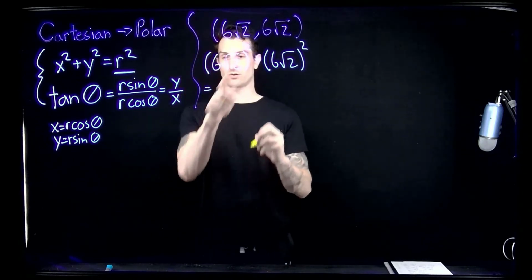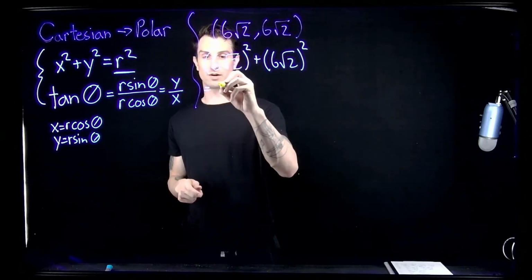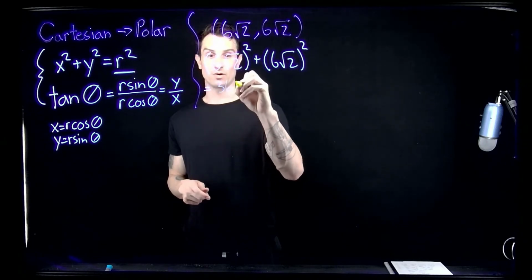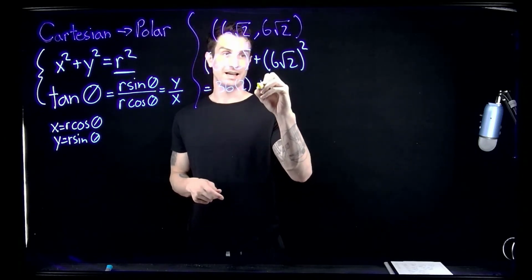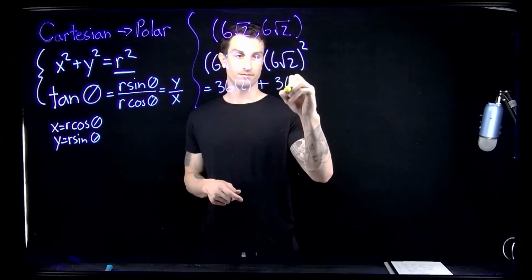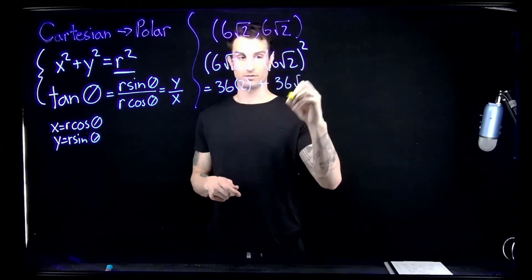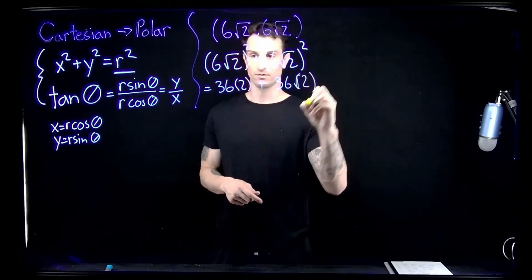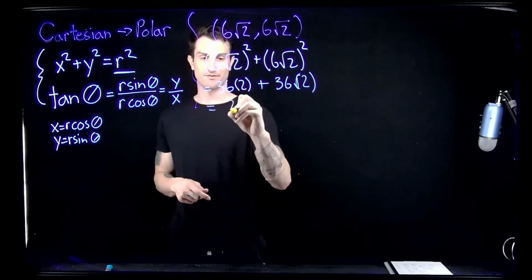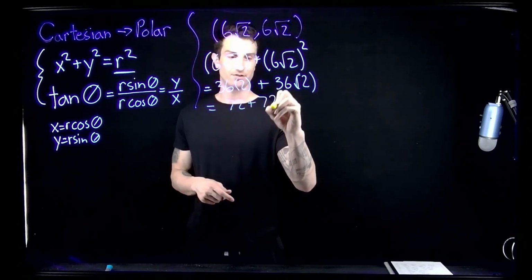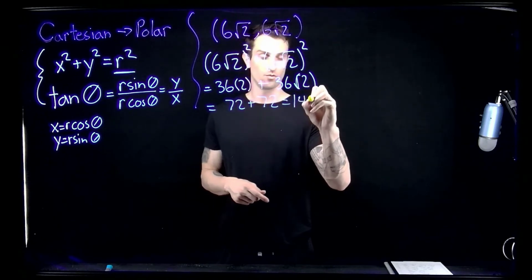Well, the 6 gets squared, right? That's 36. The 2 gets squared. The rad 2 gets squared, so that becomes just a 2. And this is identical. This is just 2. So what do we end up with? 72 plus 72, or 144.